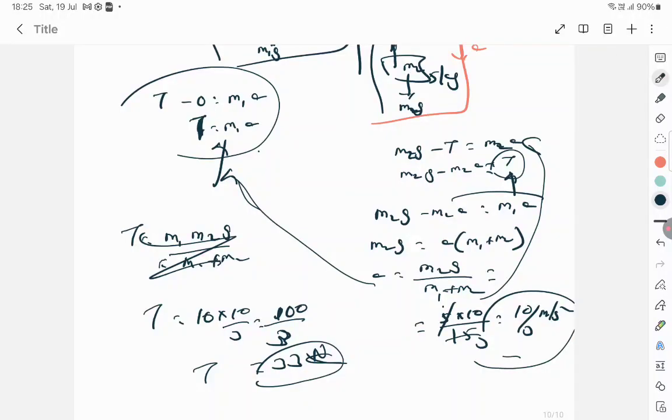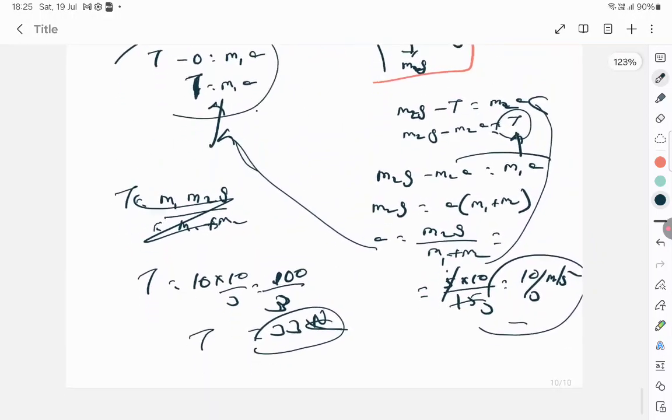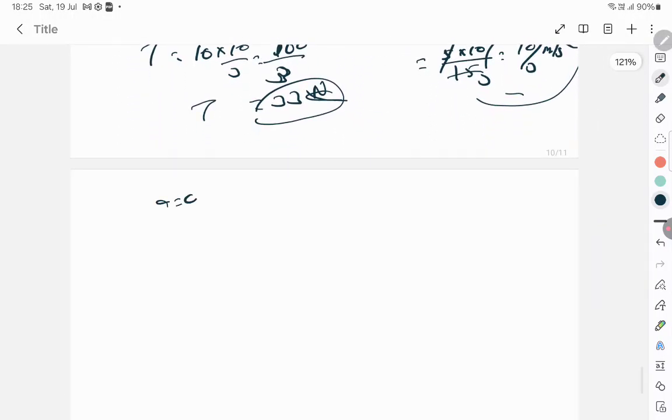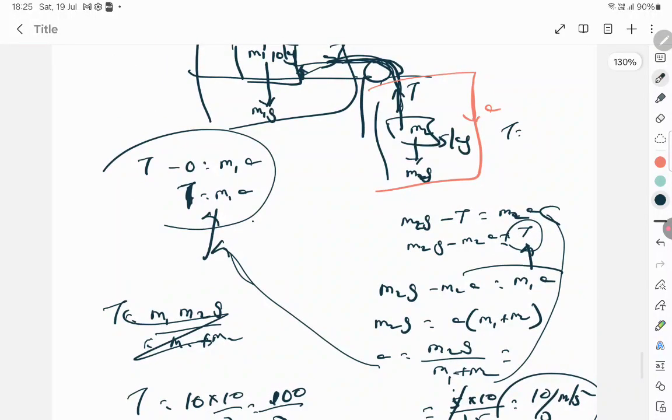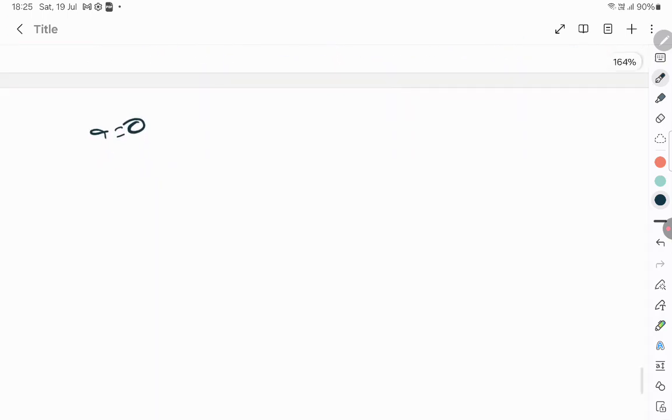When the bodies are stopping, this is the second question, the acceleration is 0. In that case, when there is no acceleration, T will be equal to m2 into g. So in the second case, m2 itself is 5 into gravity, which is 10, so 50 Newton, and so that's about it if it's stationary. So let's go to the 44th question.